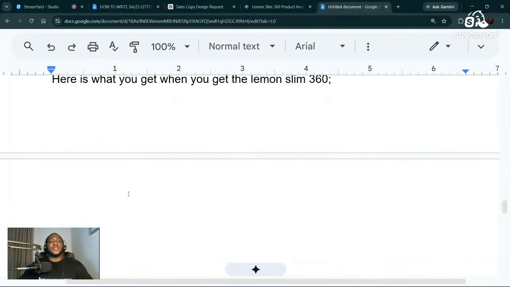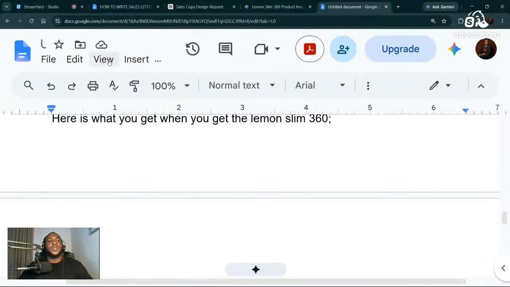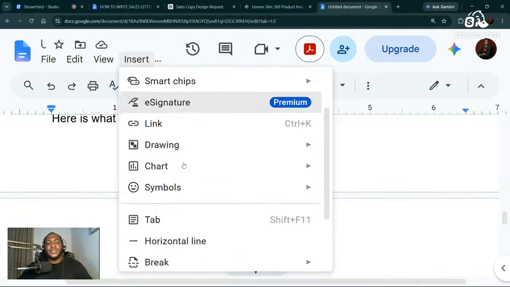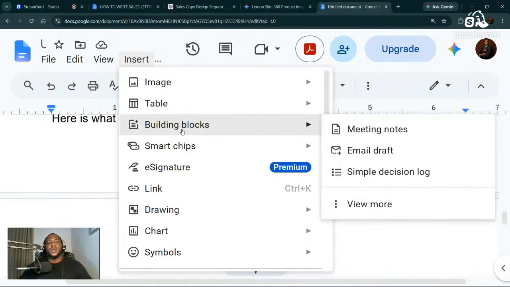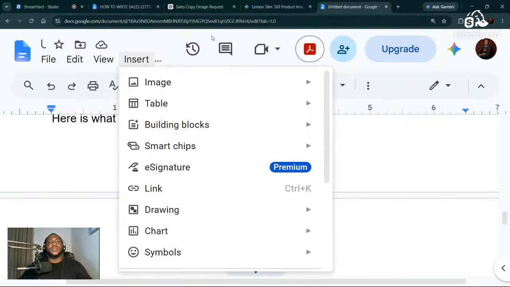Then this is where it starts. When it comes to the offer stack, many of you need to know something. You need to know how to insert bullets. There's something called bullets. Don't just write the offer stack like this. You need to use bullets.